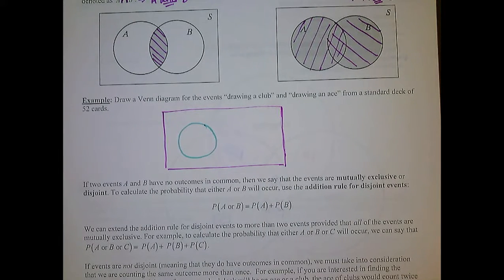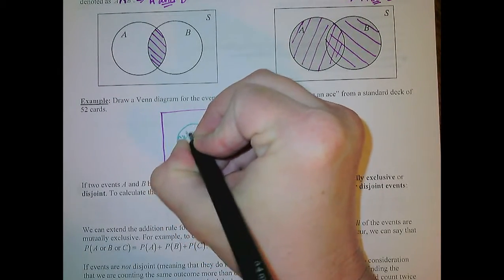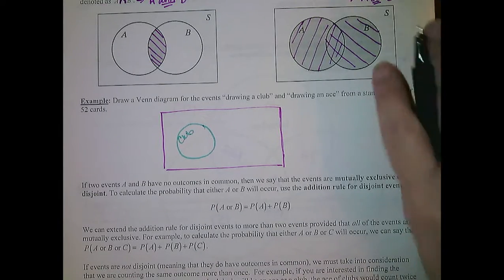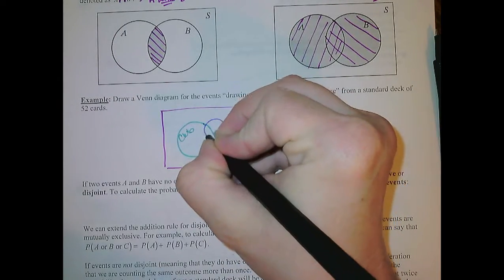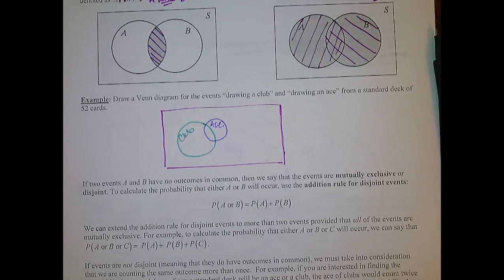So if we're looking at a deck of cards, we have 4 suits. Each suit then has 13. So this set we'll call our event that we draw a club. So there are 13 different cards that we could draw that would be clubs. If we look at the event drawing an ace, I'm going to make it a little bit smaller because there's fewer aces. I'll put ace here. There are only 4 aces in a deck. So there's 4 possible aces.